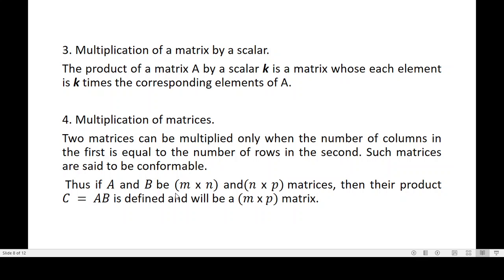If A is a matrix of 2 cross 3 and B is a matrix of 2 cross 3, then we cannot multiply the two matrices A and B. So the condition is that the number of rows of the second matrix is equal to the number of columns of the first matrix. Then only the product AB is defined and it is a matrix of order m cross p, where m is the number of rows of the first matrix and p is the number of columns of the second matrix.